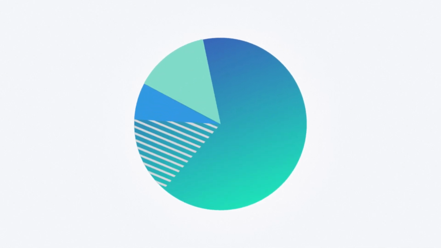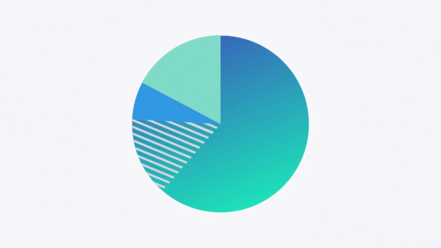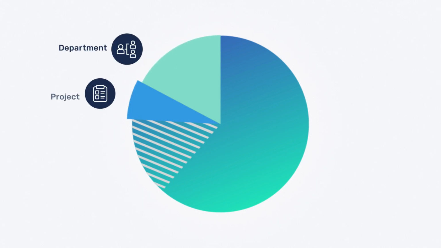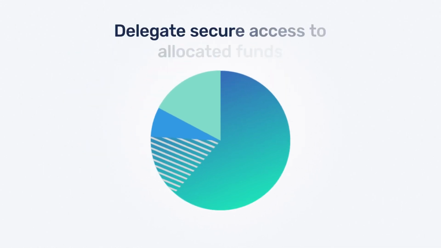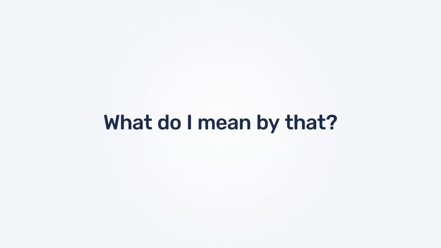Let's dive right in. First, we'll talk about the importance of starting with a budget. In Extend, budgets help you organize your company spend. You can use budgets to organize spend by department, project, client, etc. More than that, though, budgets give you the power to delegate secure access to allocated funds. What do I mean by that?